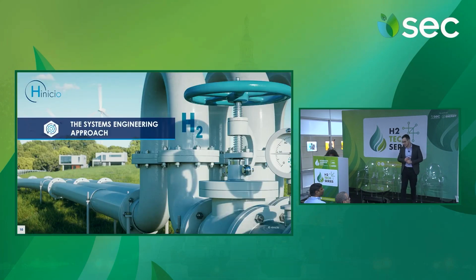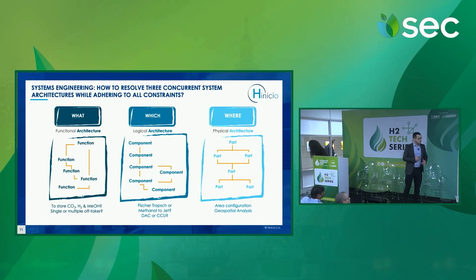Okay, let me explain now what's the systems engineering approach. What systems engineering is, when you have a huge problem, when you have a complex problem, you try to break down the problem into subsystems, right? And you can have different subsystems and see how they interrelate and correlate to each other to be able to solve the problem as a whole in a holistic way.